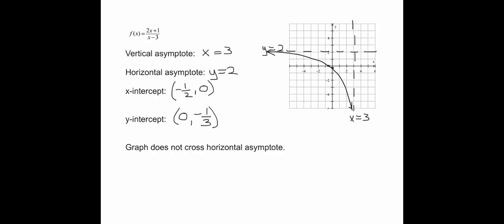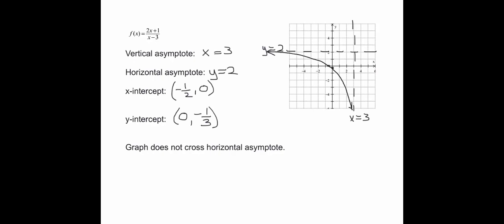If my graph came out and approached from this direction, it would have to cross the x-axis somewhere in this region, but no, there is only one intercept. The graph does not cross the x-axis anywhere there, so that is not a possibility. So we're pretty sure the graph is going to look like this.